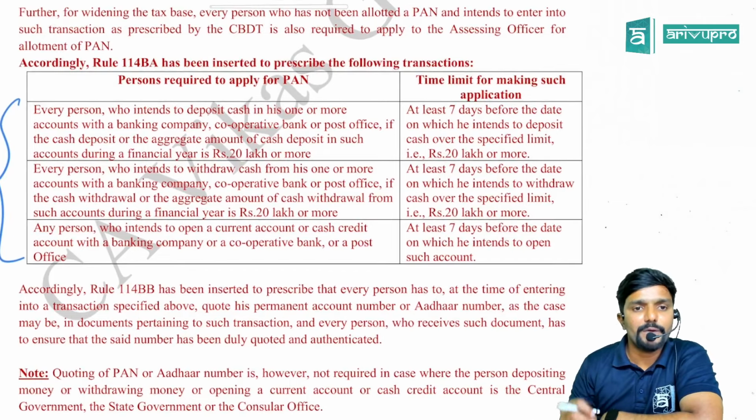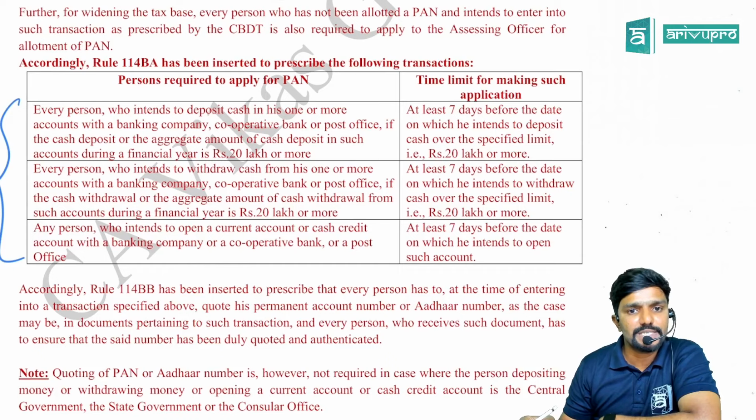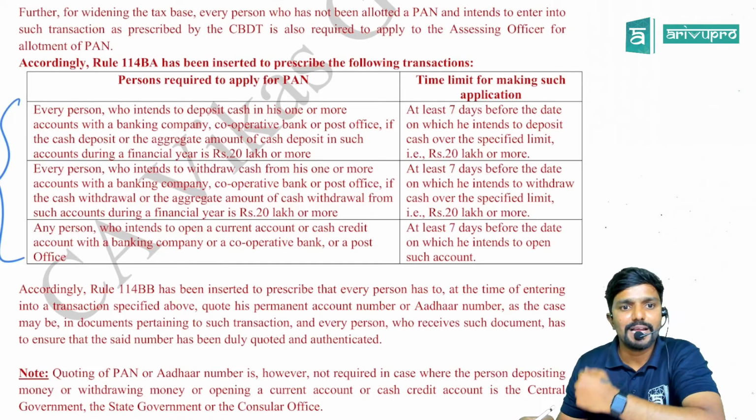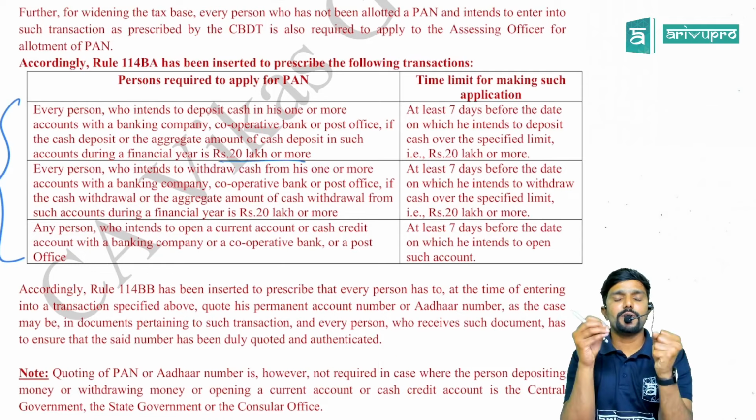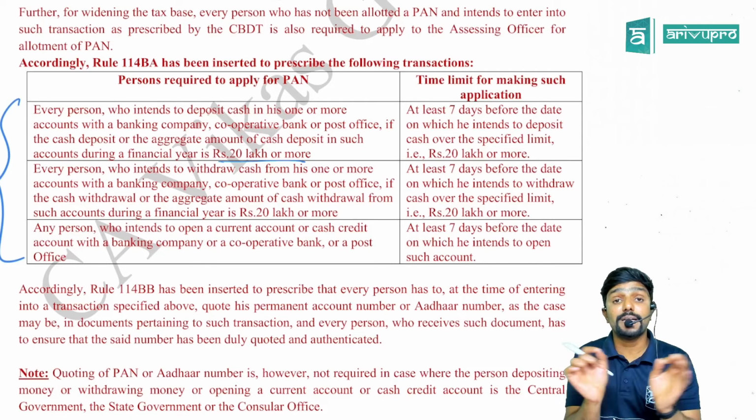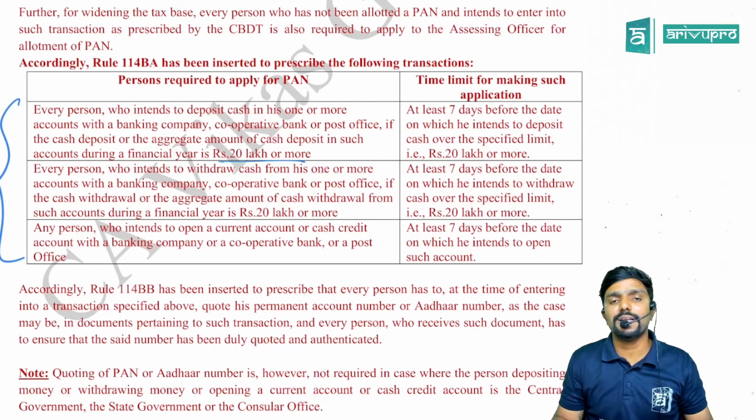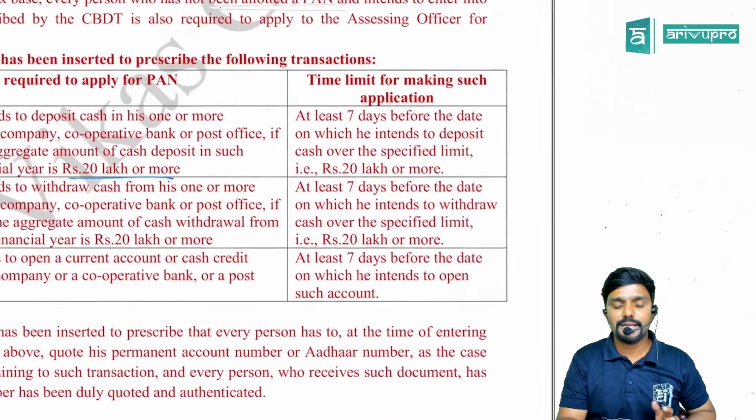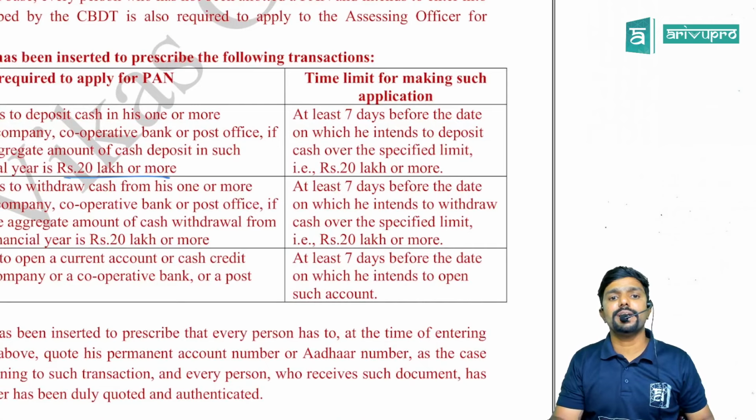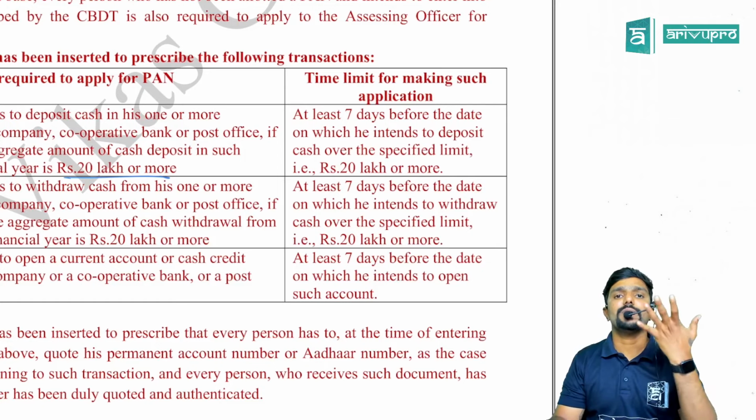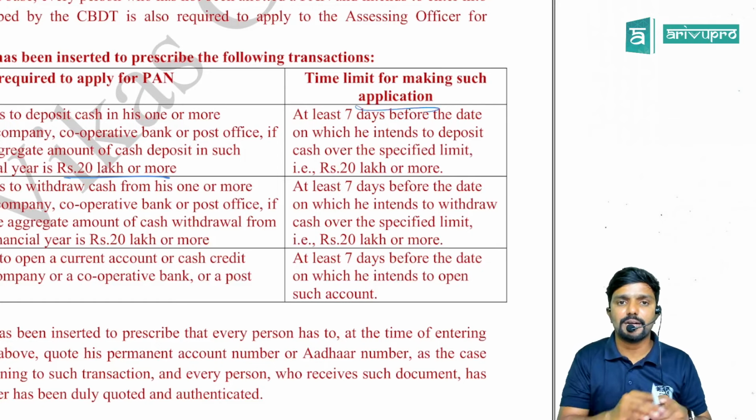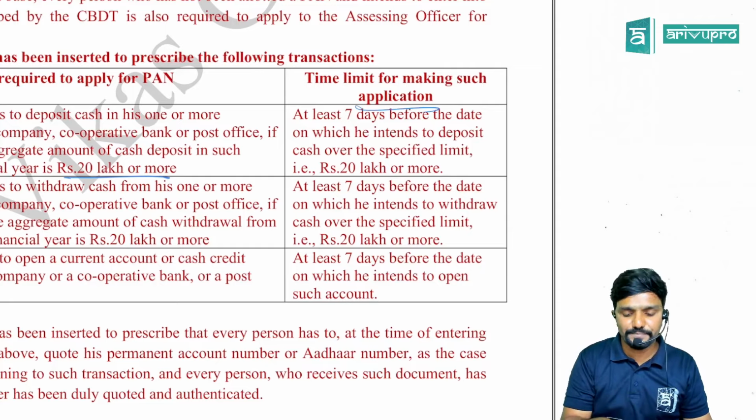What are those? Every person who intends to deposit cash in his one or more accounts with a banking company, cooperative bank or post office, if the cash deposit or the aggregate amount of cash deposit in such accounts during a financial year is 20 lakh or more. Means in a year, not only one time, throughout the year, if your total deposit is 20 lakh or more, then before entering into the transaction, at least 7 days before the date on which he intends to deposit cash over the specified limit, that is of 20 lakh or more, he should have obtained the PAN. Means he should make an application at least 7 days before that.